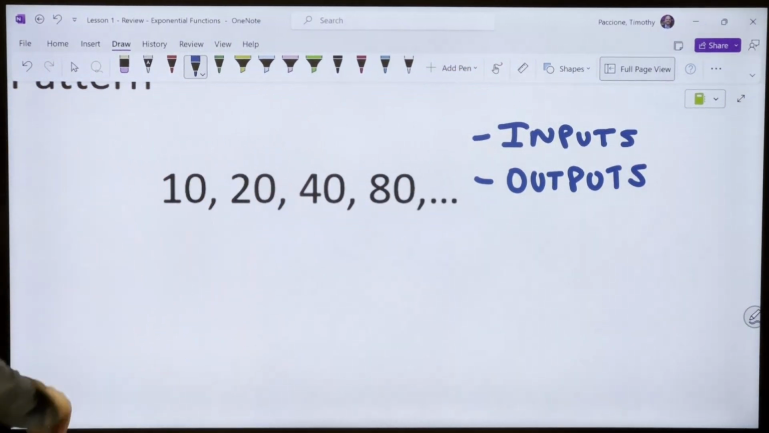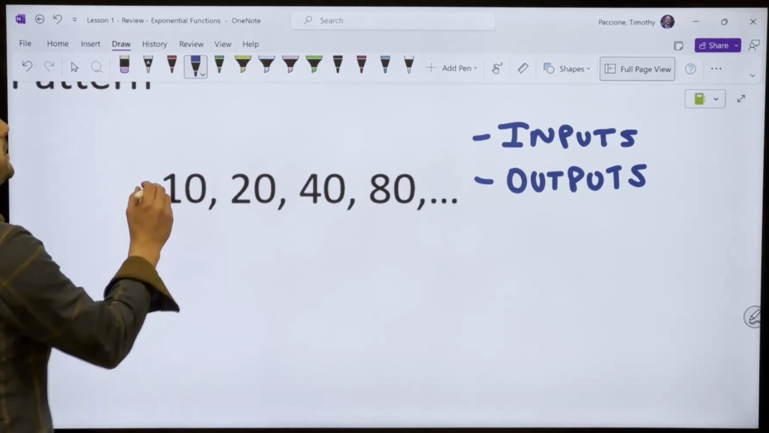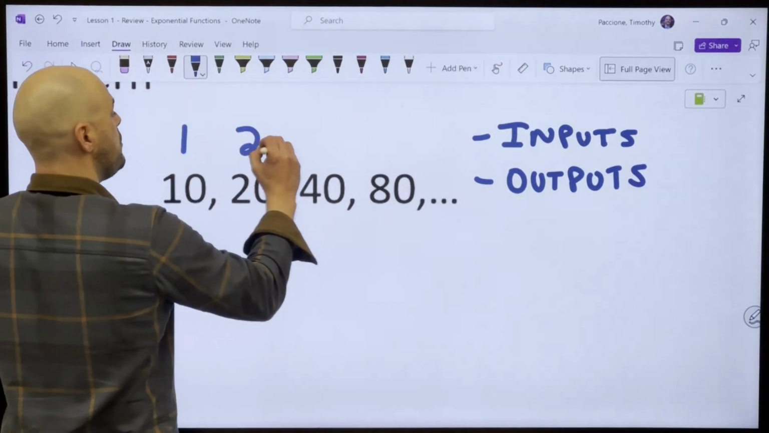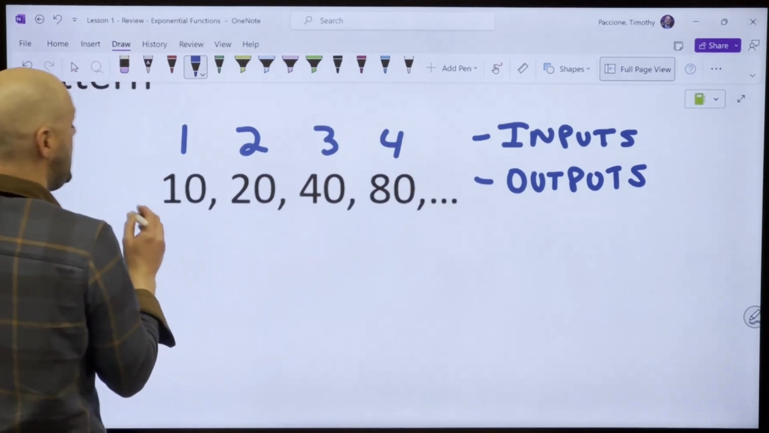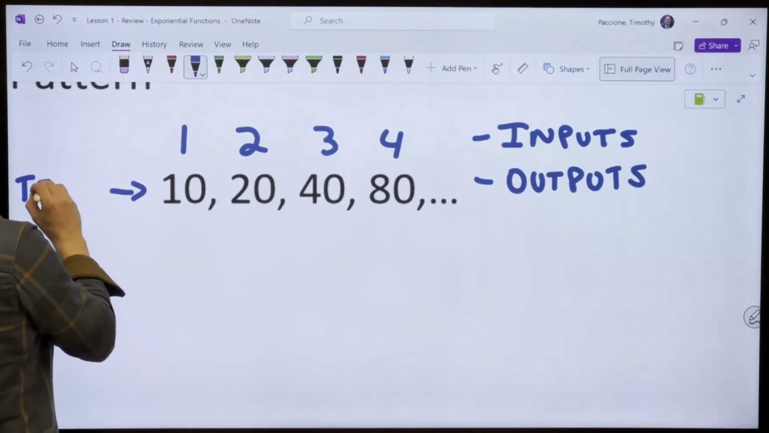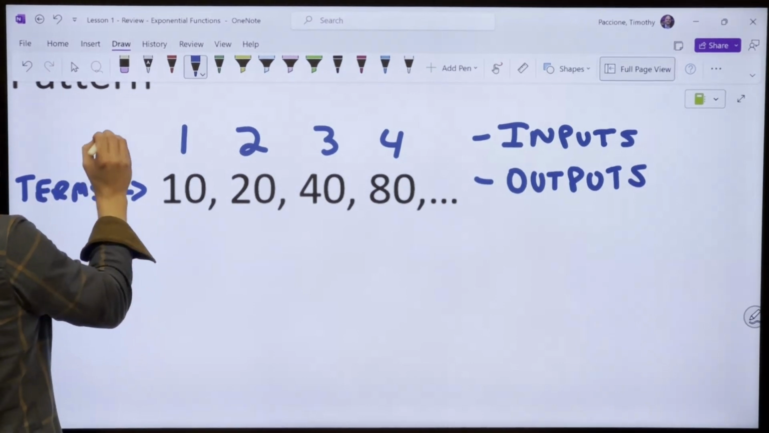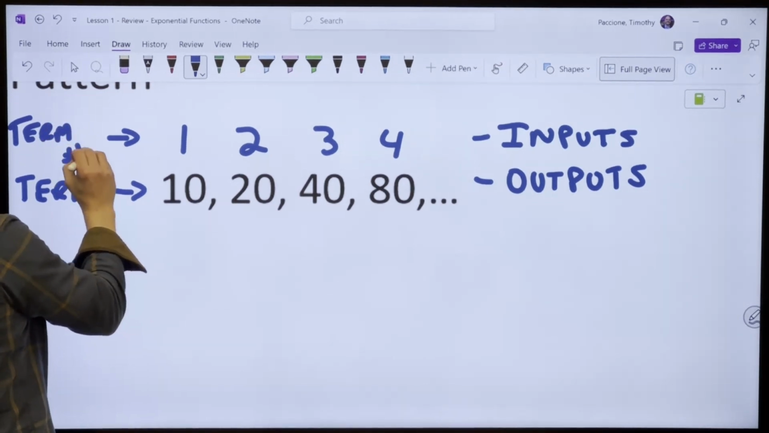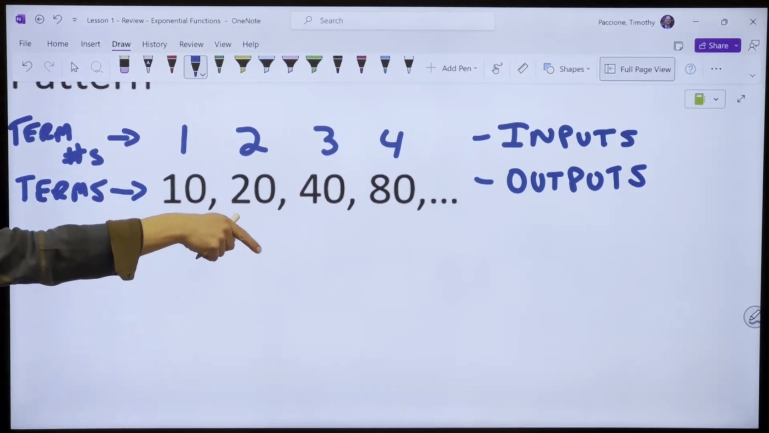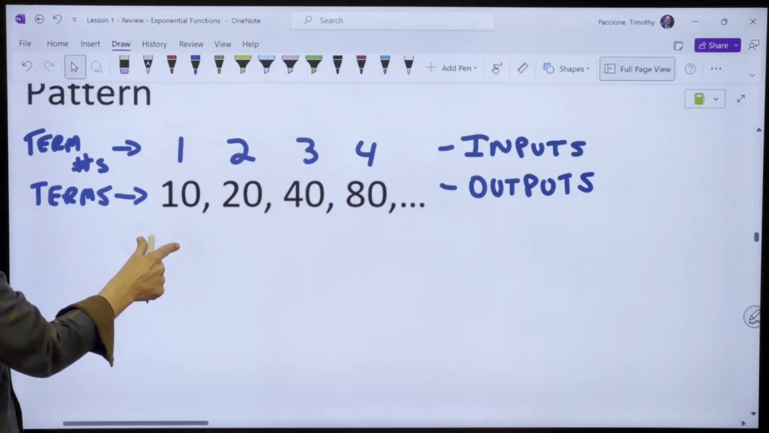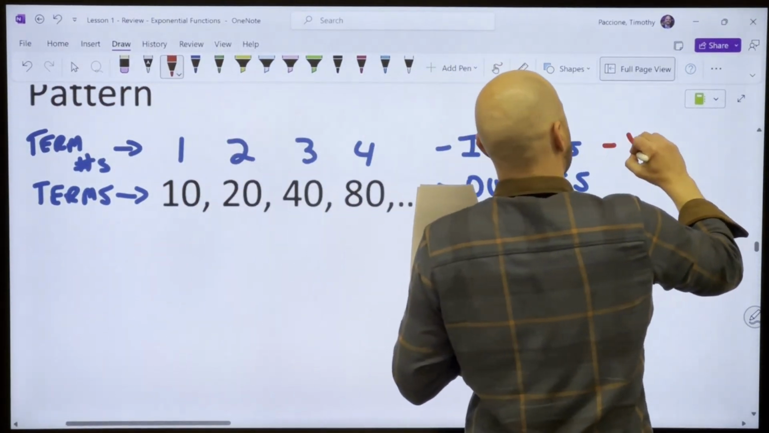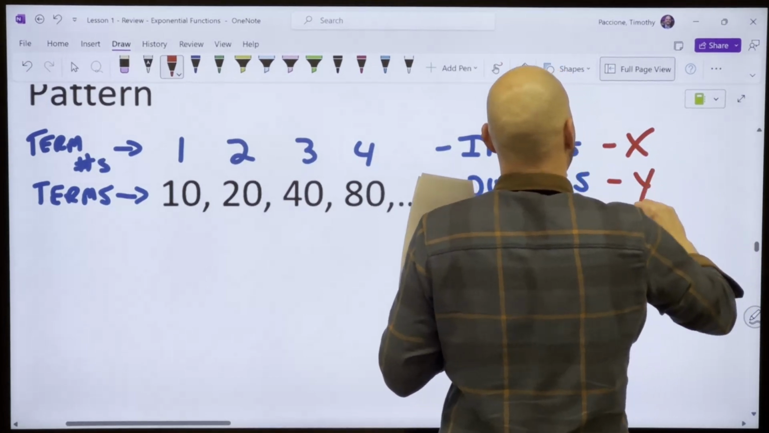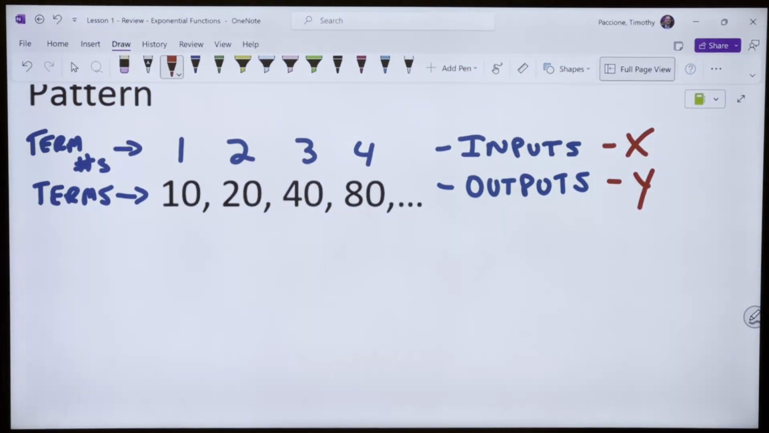What are the inputs if these are our outputs? It's 1, 2. Exactly. So it's 1, 2, 3, 4. Why? Because if these are our terms, these are our term numbers. It's like your place in the pattern, right? So our x is the term number, and our y is the term itself.